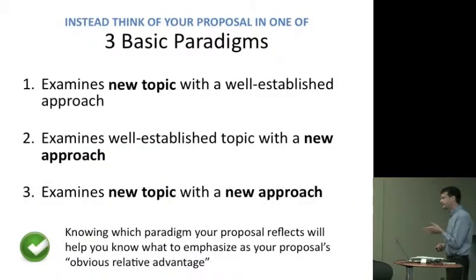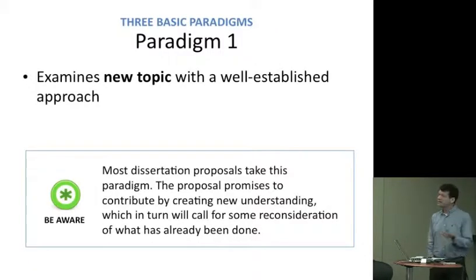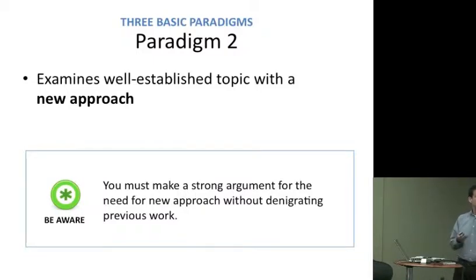There are three basic paradigms that whatever research proposal you're holding right now is in. First, you're examining a new topic that uses a well-established approach. Most of your research proposals are going to be in one of these three paradigms. So a new topic, a well-established methodology. There's something new, the topic, and something well-established, the methodology. This is the form most dissertation proposals take. Second, you're going to examine a well-established topic, but with a new approach.